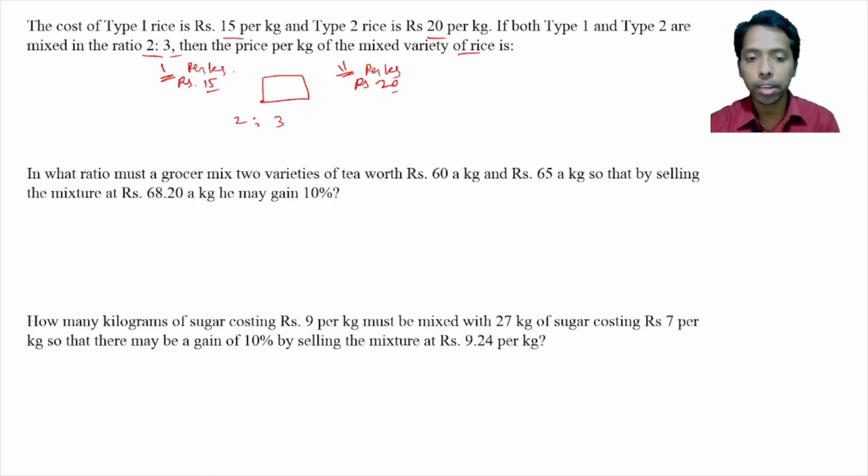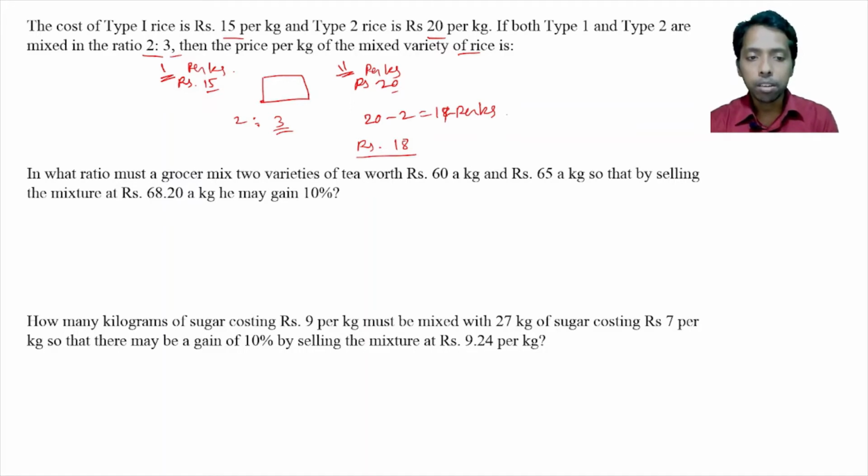See, 3 units of 20, this is heavier, so the weightage is heavier on the 3 unit side. But if the weightage is heavier on the type 2 side, obviously the reverse value would be subtracted from this higher value, that is rupees 20. Now 20 minus 2 is 18 rupees per kg, which is our answer here, right? So rupees 18.